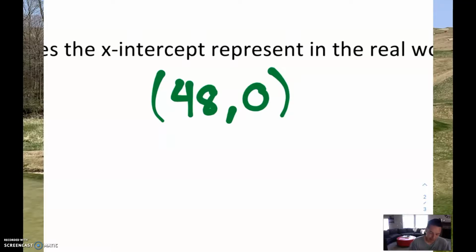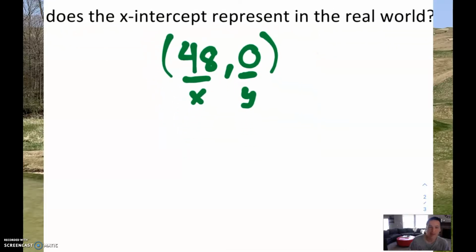So now we can interpret this. Remember, this is the x coordinate, that's your degrees. So when it is 48 degrees Celsius, 48 degrees might not sound like much, but when you're talking about Celsius, that's actually quite a bit. That's probably like 120, 130 degrees Fahrenheit, maybe even more. But when it is 48 degrees Celsius, the size of the gap has shrunk to 0. That's your y coordinate. There is no more gap. So remember, the x-intercept is kind of like your ending point.